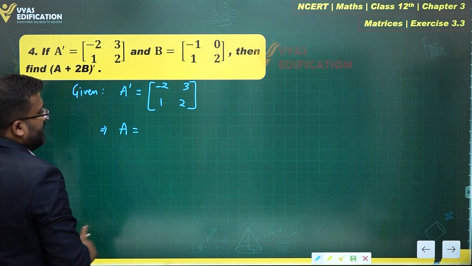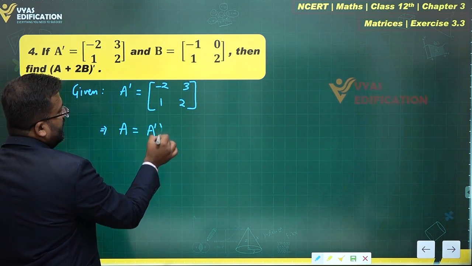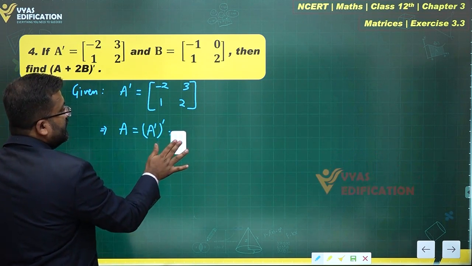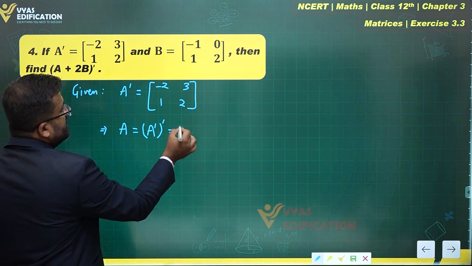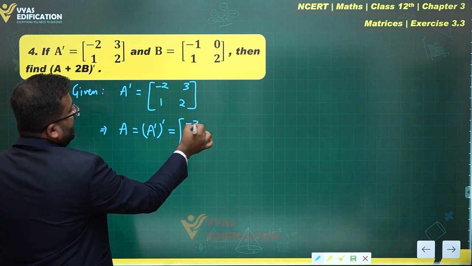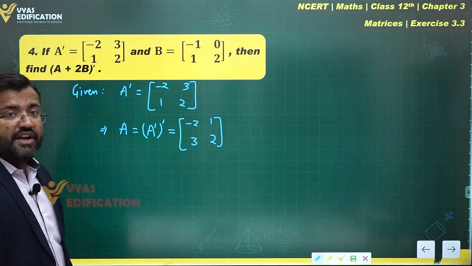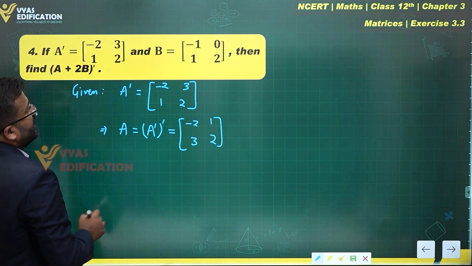Let us remember that matrix A will be equal to the transpose of transpose, right? And this is obtained by interchanging the rows and columns. This is minus 2, 3. This is 1, 2. This is what I get. This is matrix A.